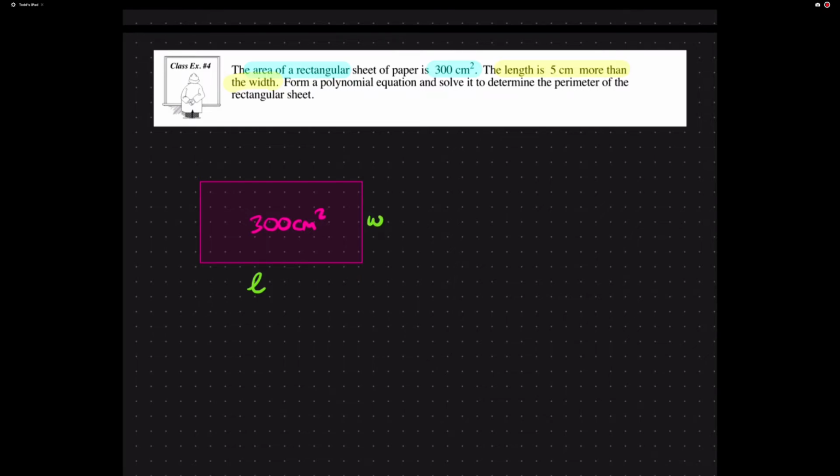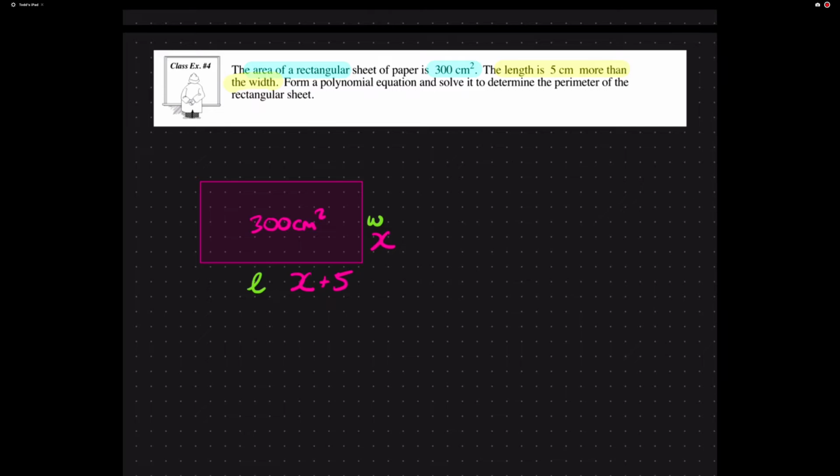And I'm just going to assign this length a value such as x. Now, if I made them both x, they're not the same. So that's impossible. You can't say this is x and that's x when they're not the same. But it says up here again that the length is 5 more than the width. So if the width happens to be x, if the length is 5 more, then the length would be x plus 5.